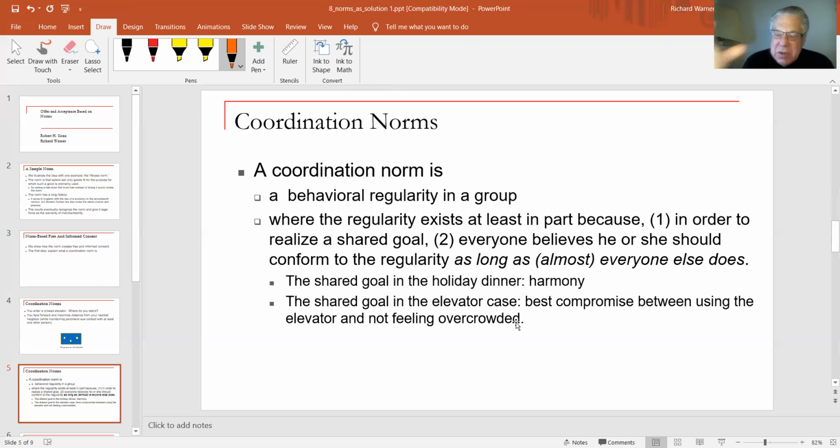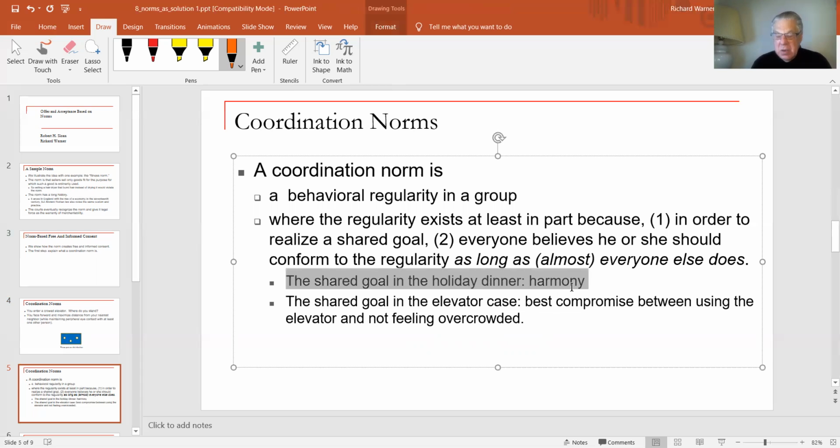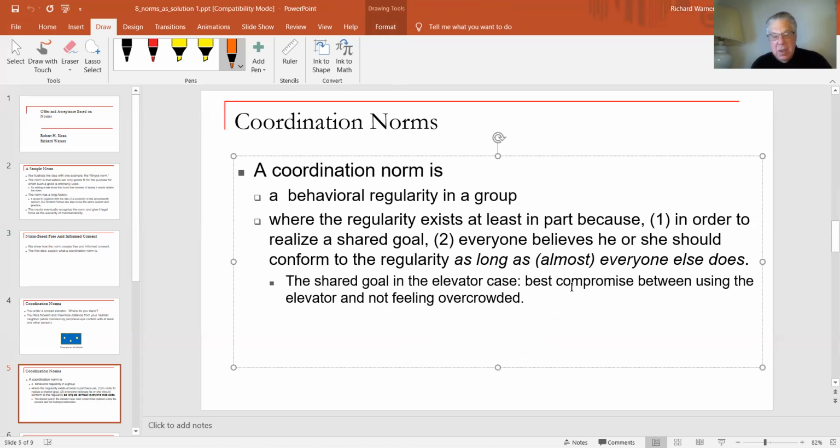Elevator users realize their goal by maximizing their distance from the person closest to them, and drivers realize their goal by driving on the same side as everybody else. Look, if everybody's driving on the right, I drive on the right. If I think for some reason everybody's suddenly going to drive on the left, I drive on the left. I drive on the same side as everybody else. Everybody believes that, and so everybody adheres to the regularity. This is something we'll need later, right? So that's what we have.